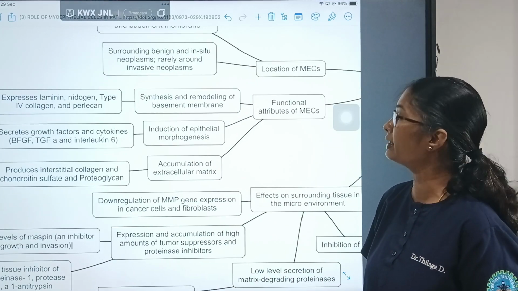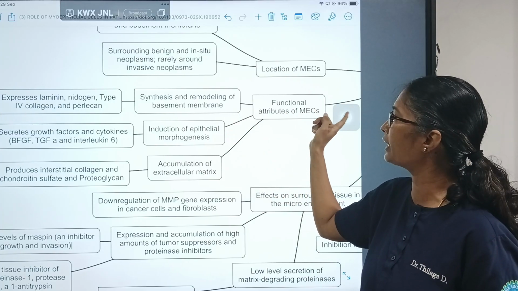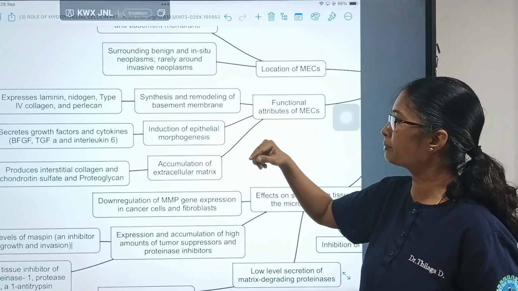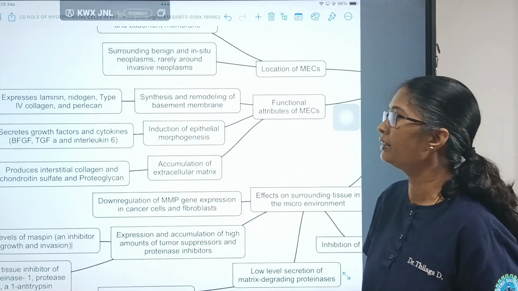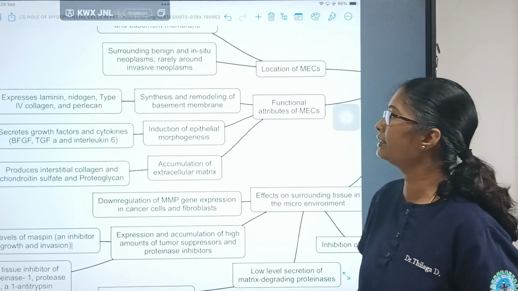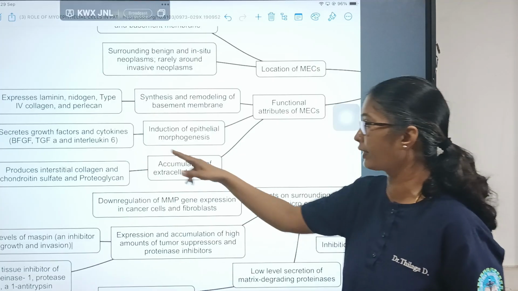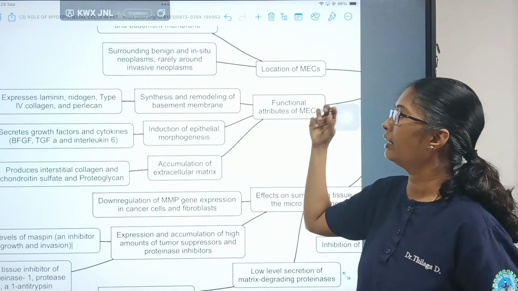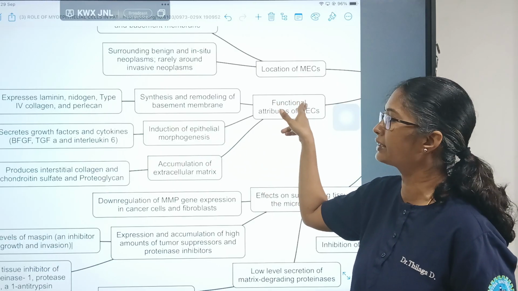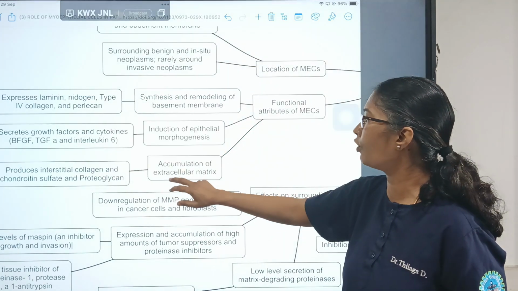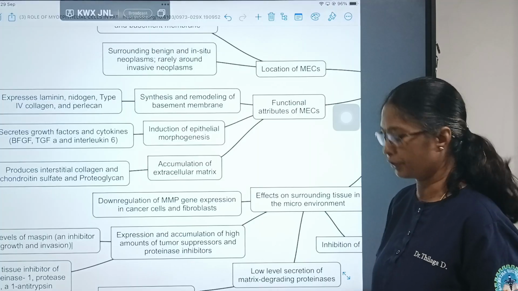The functional attributes of MECs: one is synthesis and remodeling of the basement membrane, including basement membrane protein and extracellular matrix protein secretion. This process expresses laminin, nidogen, type 4 collagen, and perlecan. Another is the induction of epithelial morphogenesis, which involves secreting growth factors and cytokines. As I already said, myoepithelial cells act as a stimulation for epithelial morphogenesis. Before the acinar cell could form, the first forming cell is the myoepithelial cell. And there is accumulation of extracellular matrix, producing interstitial collagen, chondroitin sulfate, and proteoglycan.